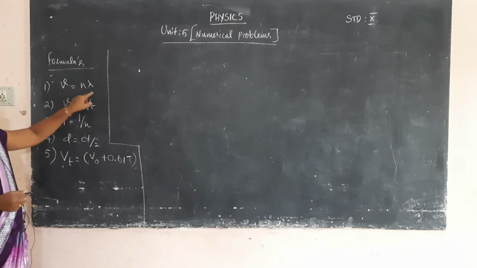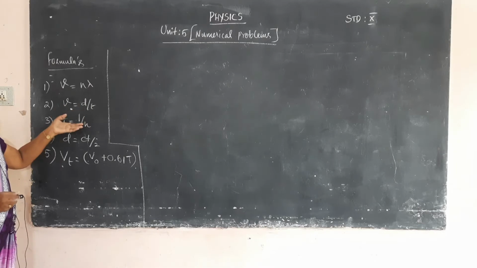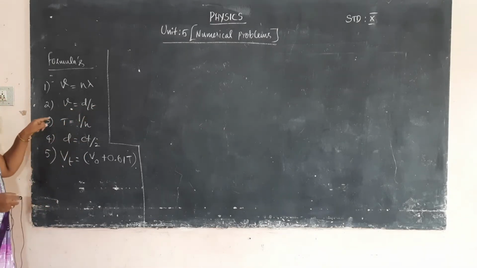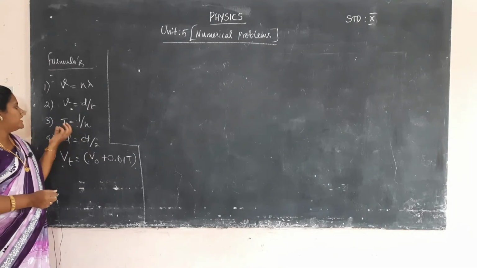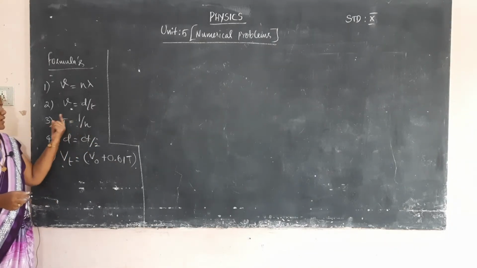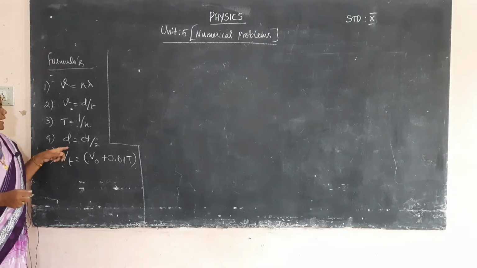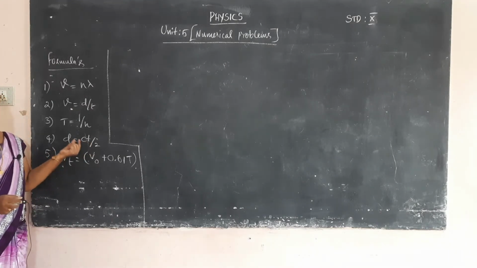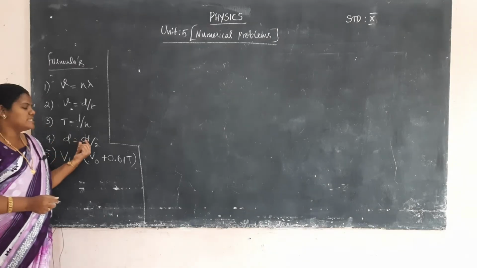Velocity v is equal to distance by time. Already you know that velocity v is equal to rate of change of distance, d by t. The third one is time period: time period is equal to the reciprocal of frequency, T is equal to 1 by n. And in the radar method or the sonar method, distance d is equal to c into t by 2, where c is the velocity of sound, 334 or 340 meter per second, and t is time.